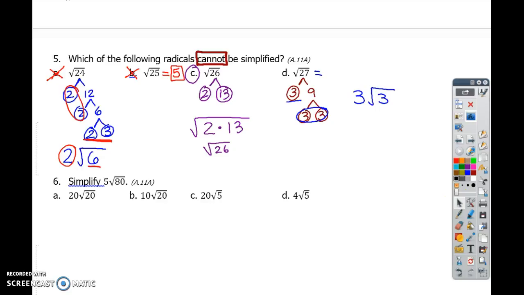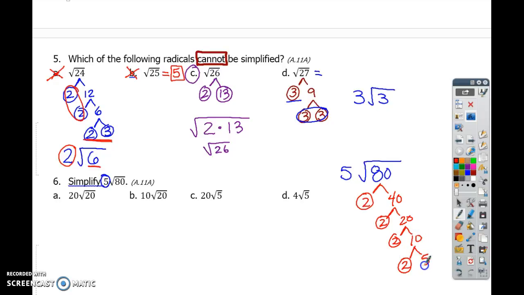Okay, so if we do problem number 6 now, it already has a 5 on the outside. So leave the 5 on the outside, but factor the 80. Factor the 80, that's 2, gives you 40. 40 can be divided by 2, that gives you 20. 20 can be divided by 2, that gives you 10. 10 can be divided by 2, that gives you 5.